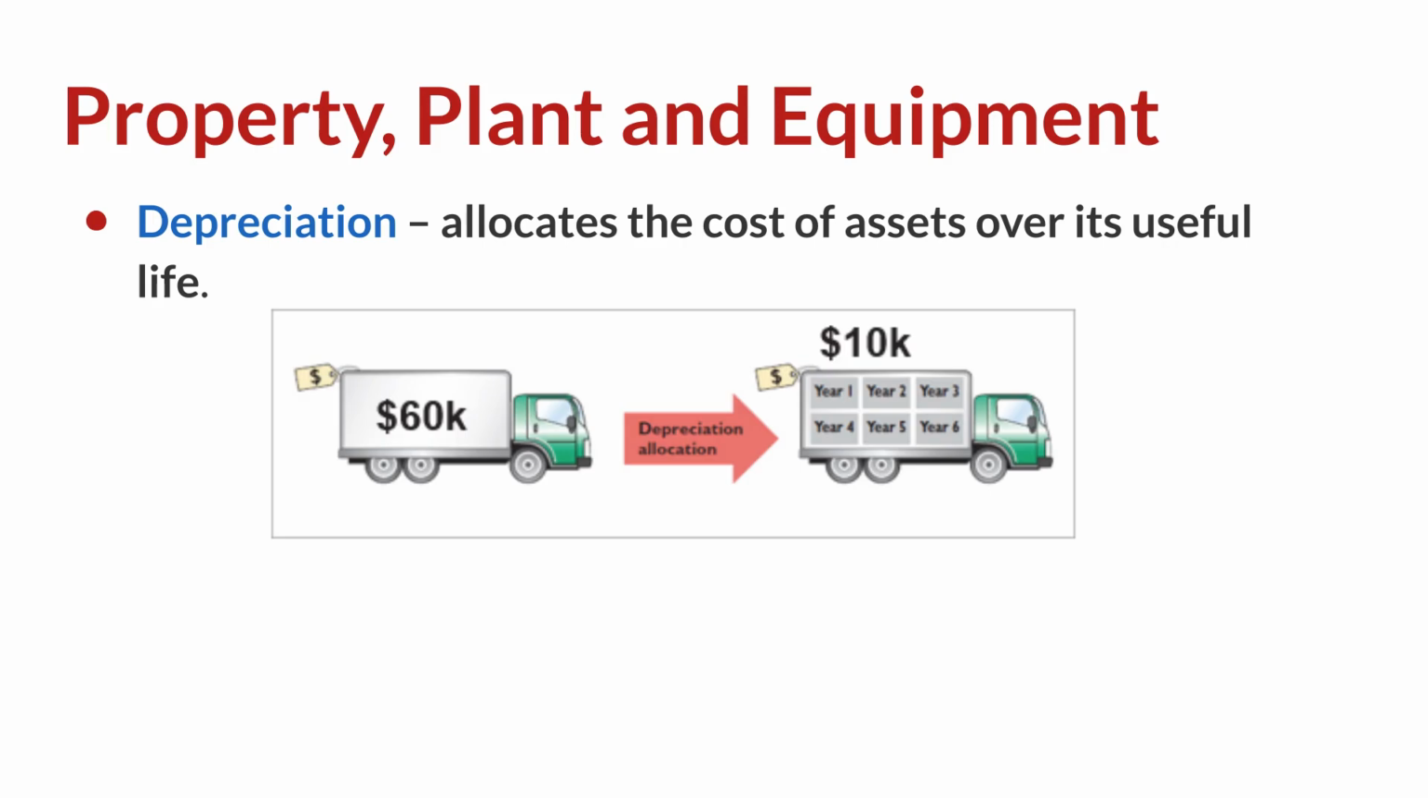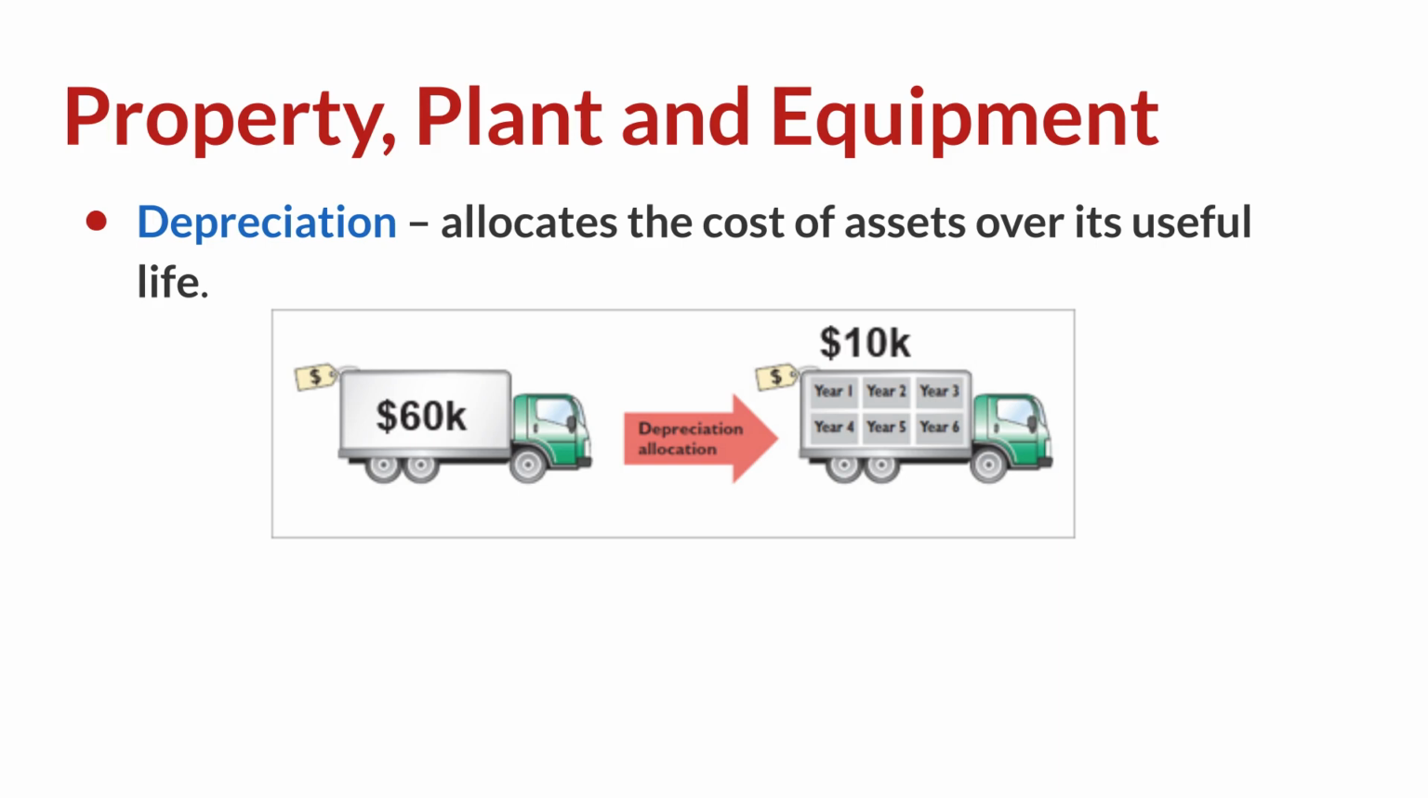To illustrate, let's assume a company purchases a truck that costs $60,000 and it has a useful life of 6 years. Let's also assume at the end of its useful life, it has no value. This company must recognize $10,000 in depreciation expense each year for the next 6 years. This truck will be used over time to generate revenue, so a part of its cost should be reported as an expense in the same period.